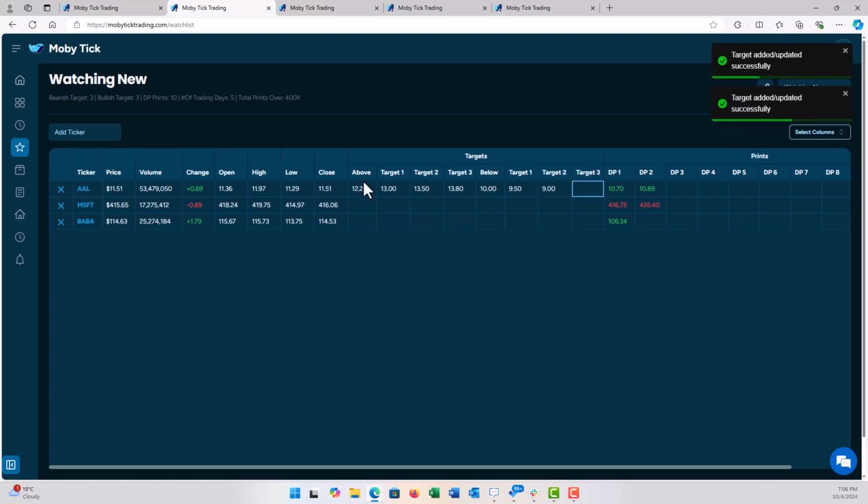Now this gives us the dark pool trades already here. So 1070 is a recent one, 487,000 at 1070. And this one here is 410,000 at 1089. So these dark pool prints are already preset based on the criteria that we chose when we created the watch list. So now what will happen is if AAL here at 1150 breaks above 1220, then this will turn green.